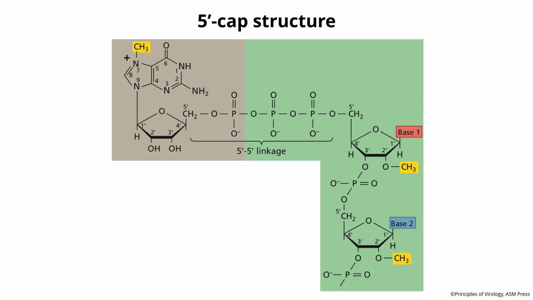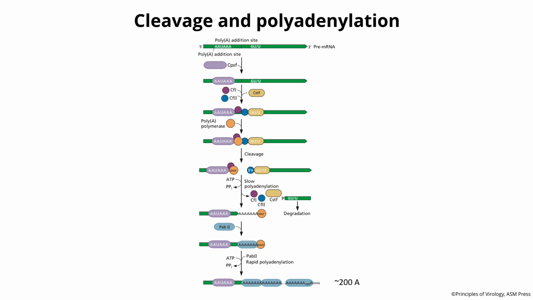And some of the bases are methylated. You can see up here on the upper left, there's a methyl group. On base 1 of the RNA and base 2, there are also methyl groups. So that's a cap structure. It's needed for efficient translation. As we'll see, it's needed for stability of the message and a variety of other features as well. So this addition of the cap is part of the transcription process.